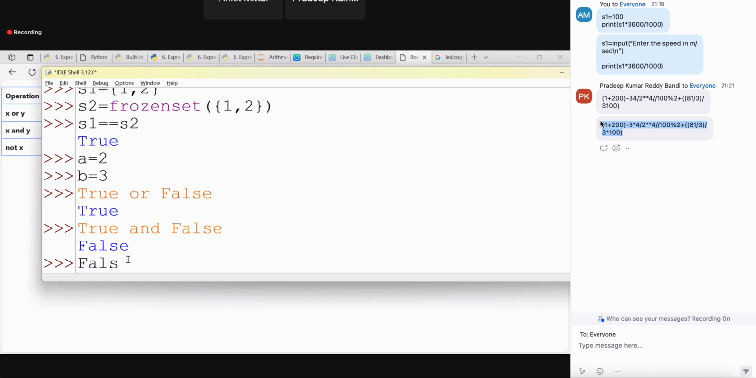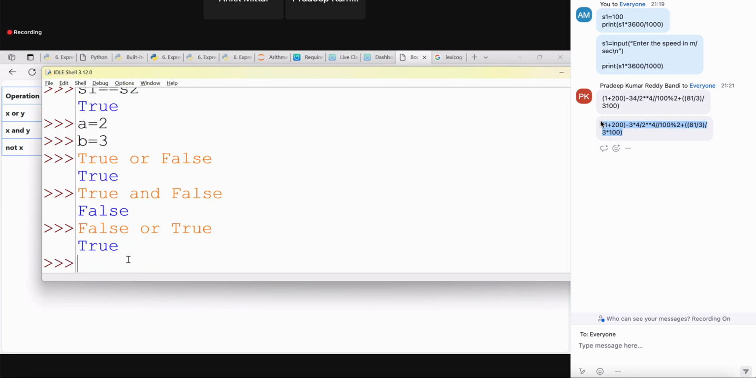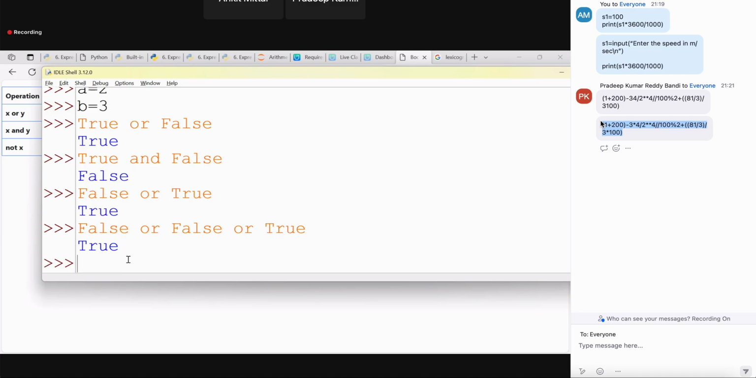So that is why False or True: the first one is False, so it will still check the others. The second one is True, so that is the output. If I say False or False or True, it still gives True from the last one.